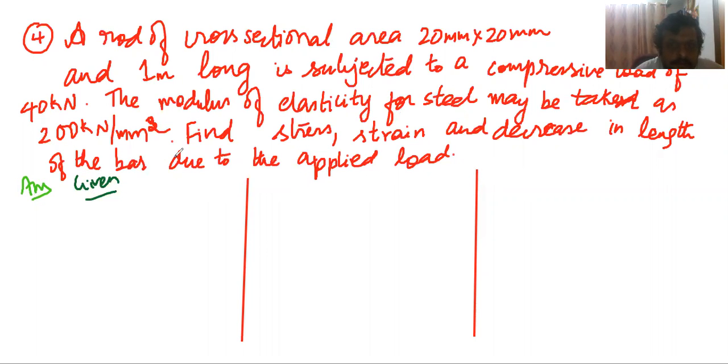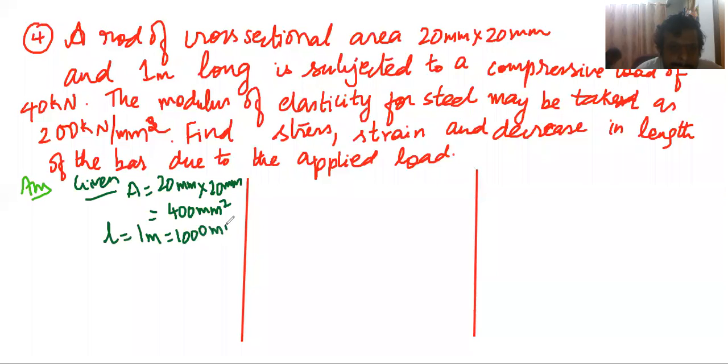what is given, students? Capital A, area equals 20 mm by 20 mm. So that is 20 into 20, that is 400 mm square. Then L, capital L equals 1 meter equals 1000 mm. Load capital P equals 40 kilonewton, 40 into 10 power 3 Newton. Modulus of elasticity is capital E equals 200 into 10 power 3 Newton per mm square.